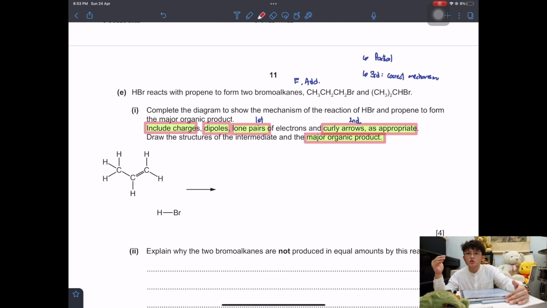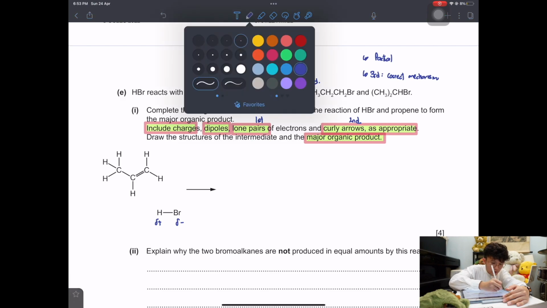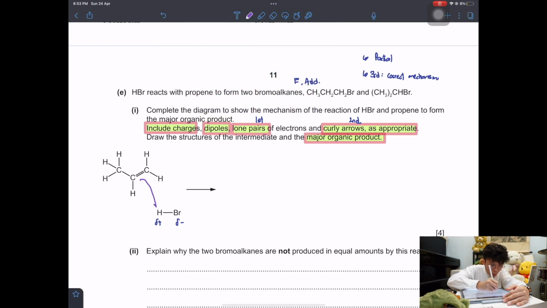So according to Markovnikov principle or Markovnikov rule, hydrogen will always go to the carbon with more hydrogen with it. At first, I know that this double bond has a lot of electrons, so this is an electron dense region. So please label your delta plus, label your delta minus. So electron will get transferred to hydrogen because it's delta plus, and the bond will be broken. So electron will get transferred back into Br minus, donated back into Br.